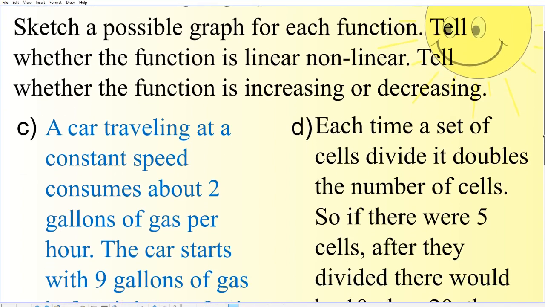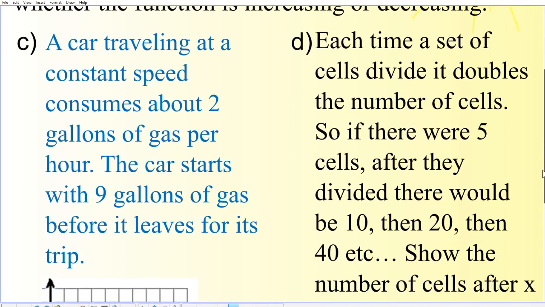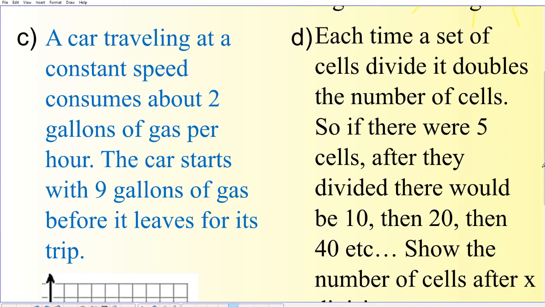Okay. Same thing. Linear or nonlinear, increasing, decreasing, sketch your graph. It says a car traveling at a constant speed consumes about 2 gallons of gas per hour. The car starts with 9 gallons of gas before it leaves for its trip. I want you to make a possible sketch of that, and then describe whether that function should be linear, nonlinear, increasing, decreasing. It looks like it's talking about the amount of gas it takes for the car to run. Pause. When you're ready to continue, hit play, and we'll go through it together.